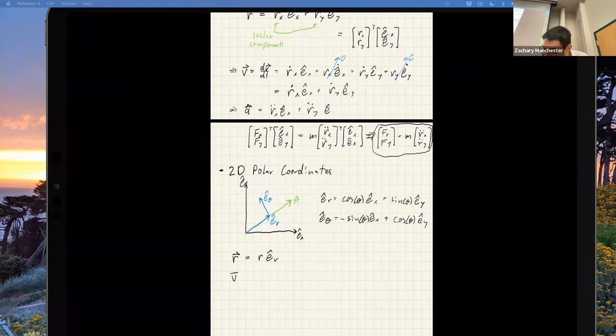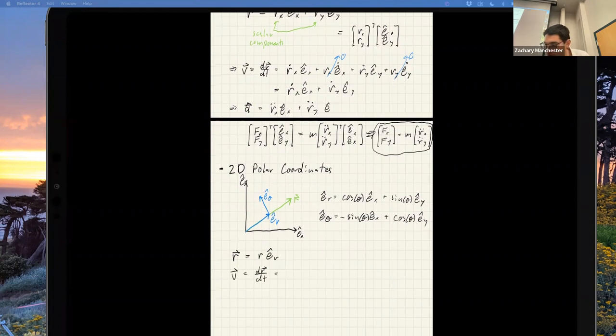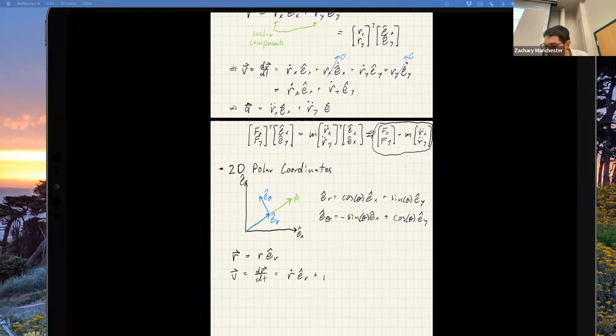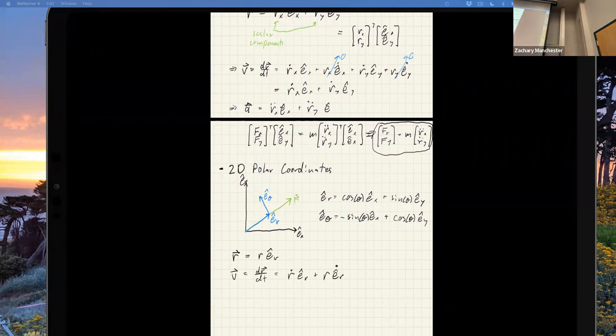Let's try to write down the v vector now. So this is dr/dt, and I'm going to expand this out using the product rule. I'm going to get r dot e hat r plus r times e hat r dot. Last time that was zero, but just by looking at this, if I move r around, this basis has to move too. So what this is showing you is that as r moves, these basis vectors are also changing in time, so this basis vector derivative is no longer zero. We have to pay attention to this.